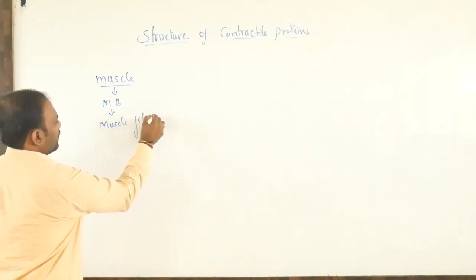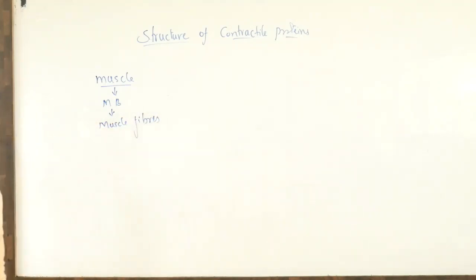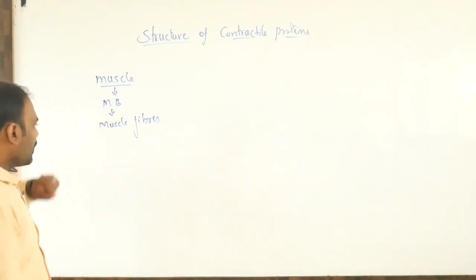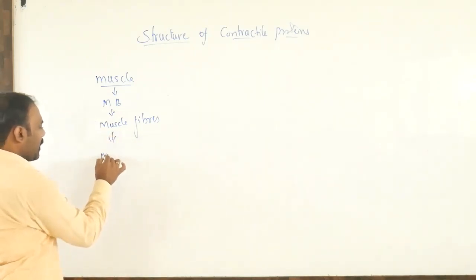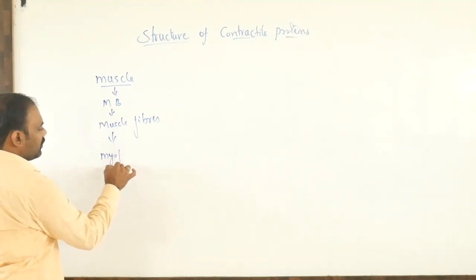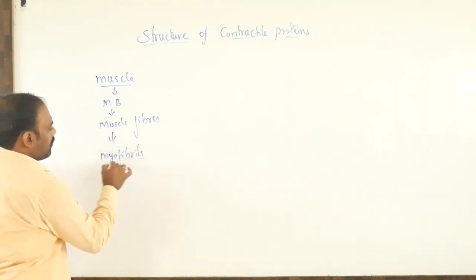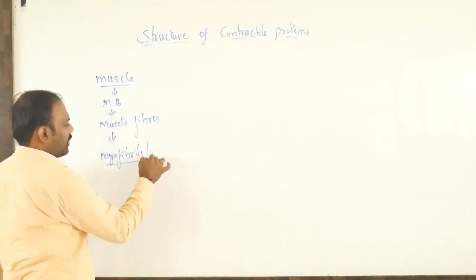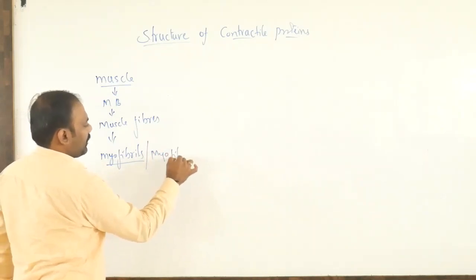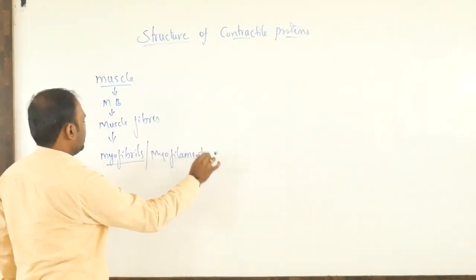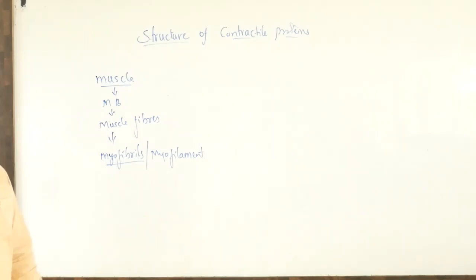muscle fibers. They are made of muscle fibers. So again, the muscle fibers are made of myofibrils or myofilaments. They are made of myofibrils or myofilaments. So these are the modes of arrangement of the muscles.